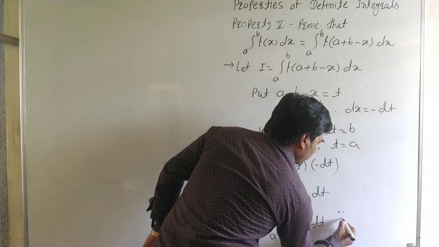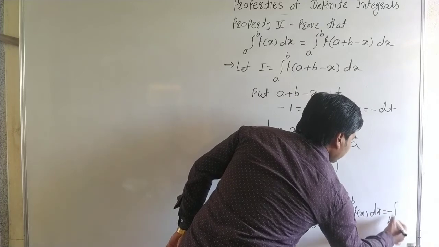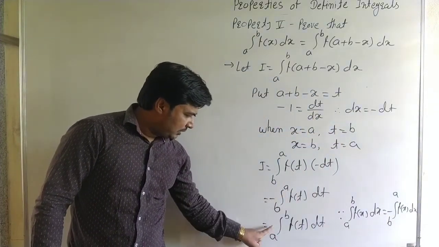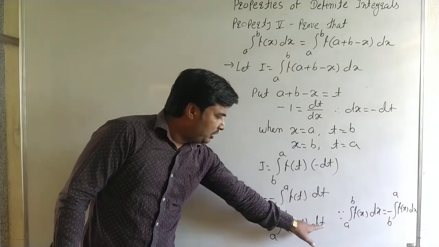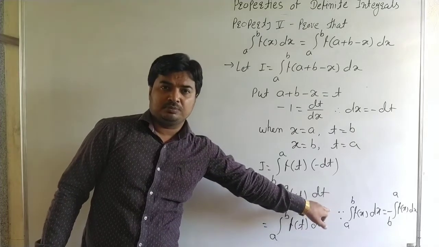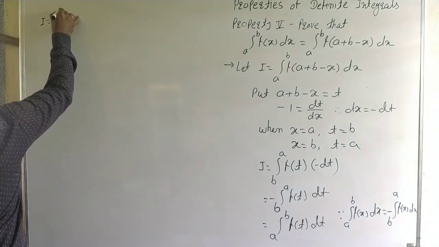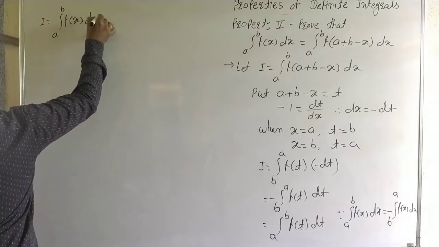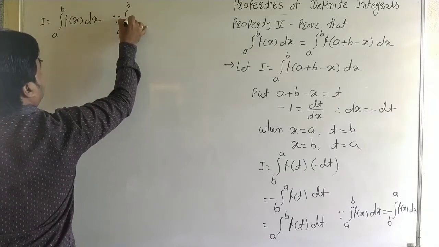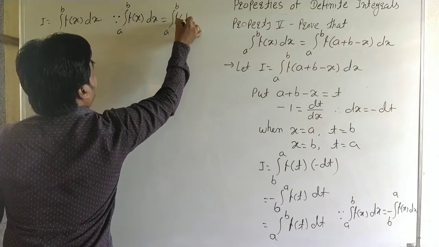Here we use the property integral a to b f of x dx is equal to minus integral b to a f of x dx. Here it is minus b to a, and here it is plus a to b. Now a to b f of t dt, but we have a to b f of x dx, then change these two variables, f of t with respect to t, then we can write f of x with respect to x. Then last step, integral a to b f of x dx, only change this variable. Here again we use the property integral a to b f of x dx is equal to integral a to b f of t dt.